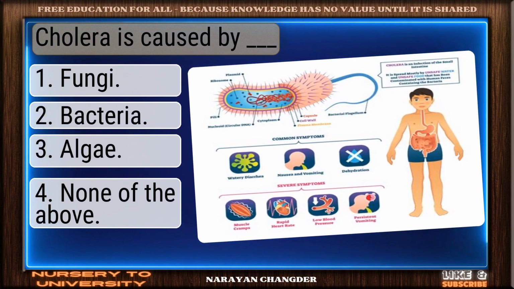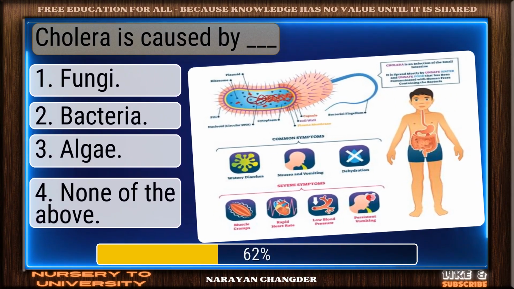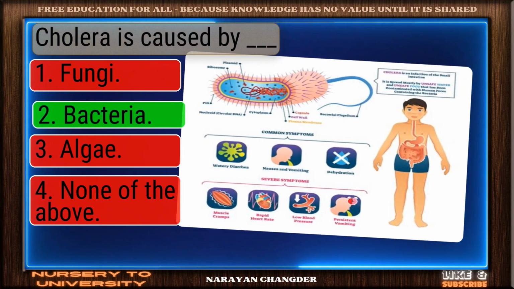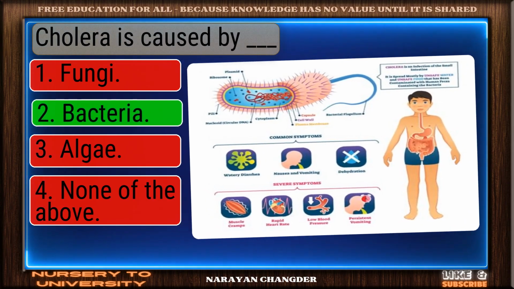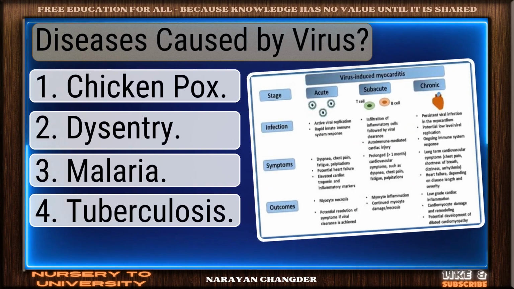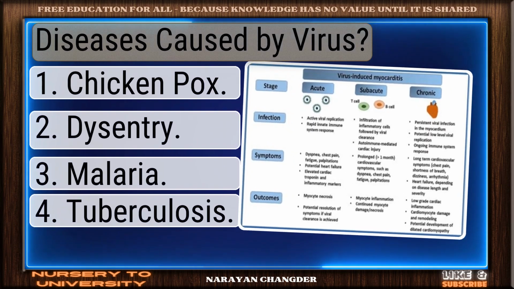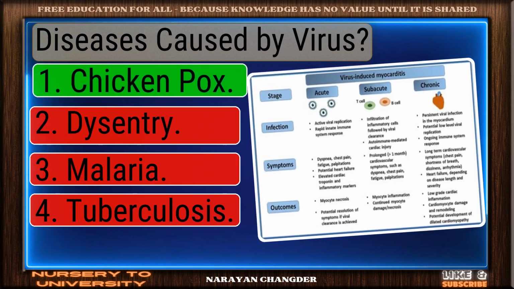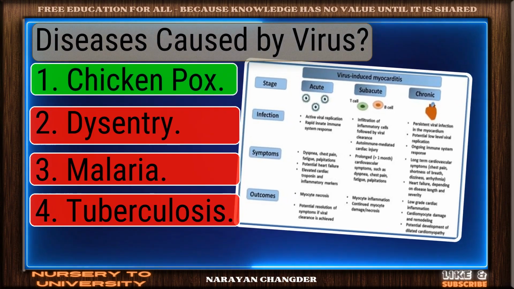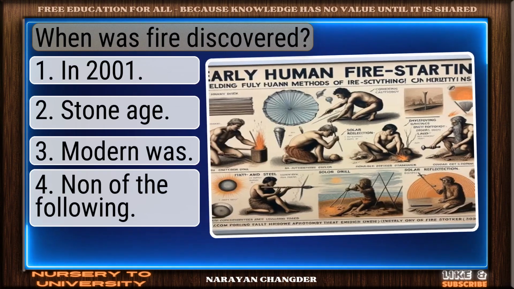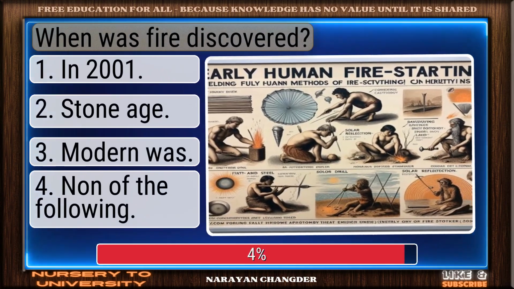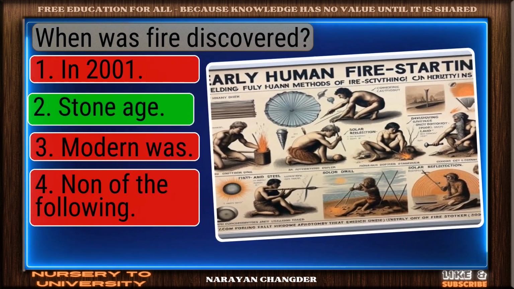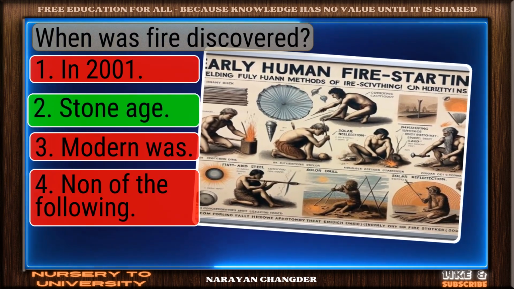Cholera is caused by dash. Clear logic. Your choice bacteria is sound and 100% true. Diseases caused by virus. You got it? Your choice, chicken pox, is right. When was fire discovered? Good thinking. Stone Age is the right answer.